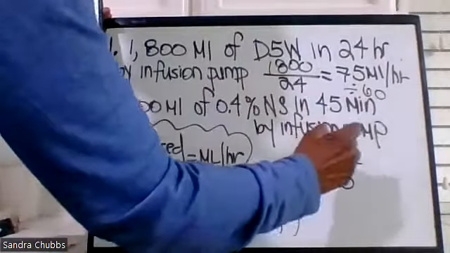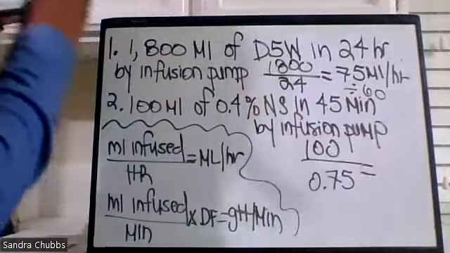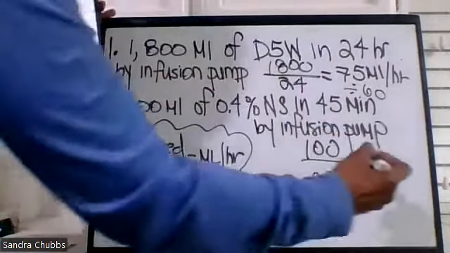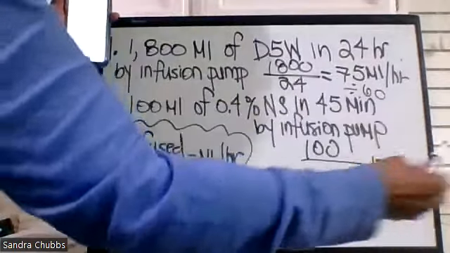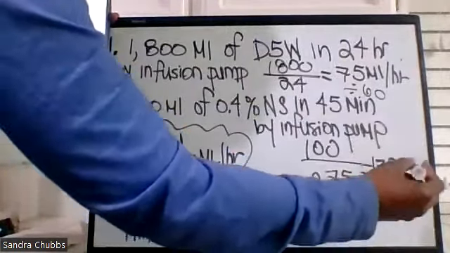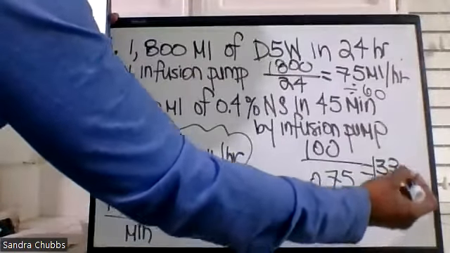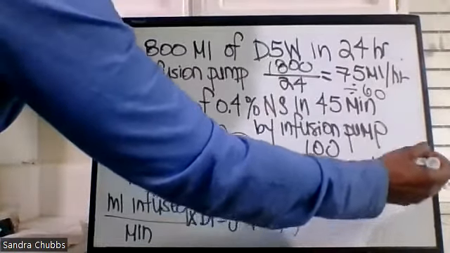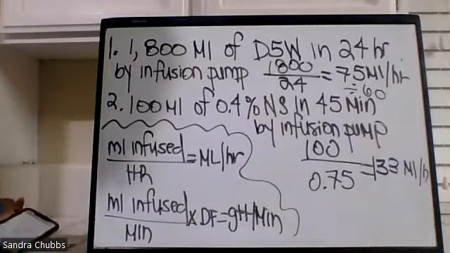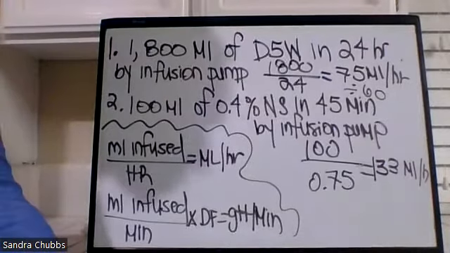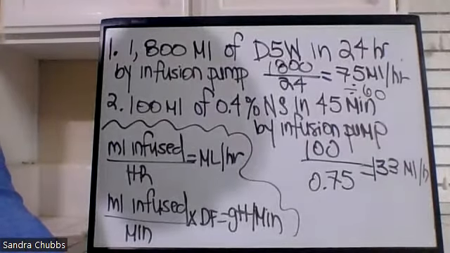So we have 100 milliliters divided by 0.75. The answer comes out to 133.33333, but we always round to the nearest whole number with IVs, so it's 133 milliliters per hour for this one. All right, so we're going to add a few more IVs.